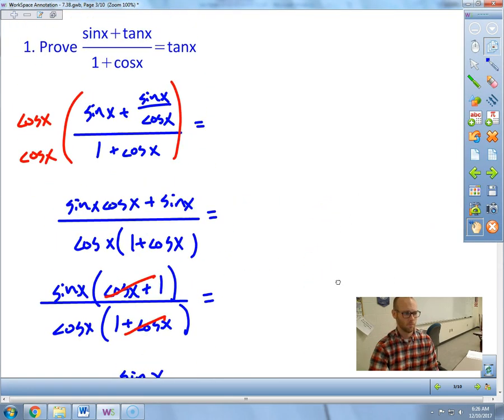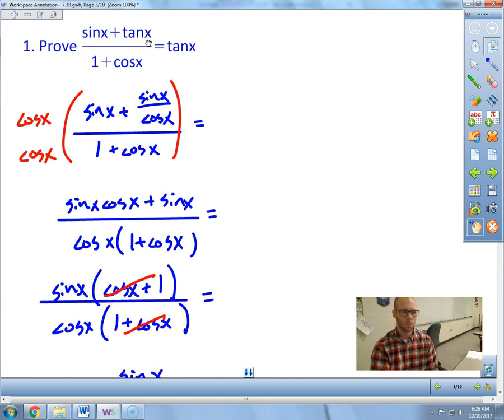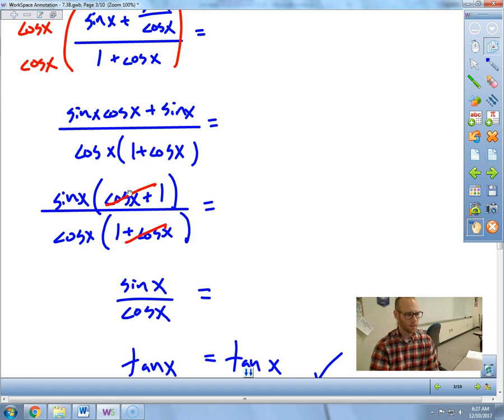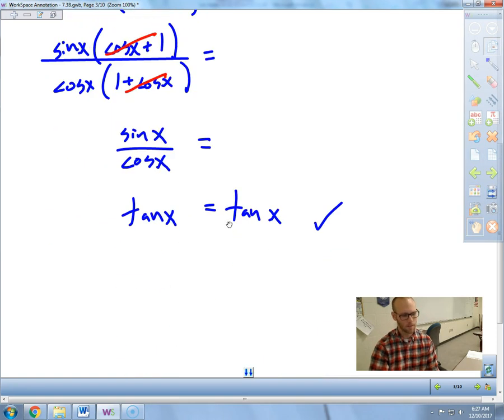Awesome. Worked with that left side, rewrote tangent to sine over cosine, multiplied by that denominator, did a little factoring, a little canceling out. Got it.